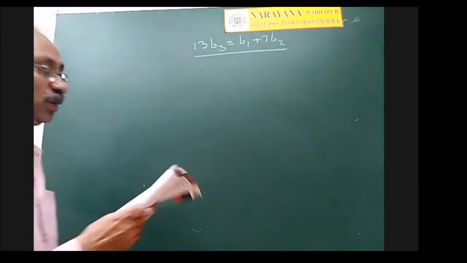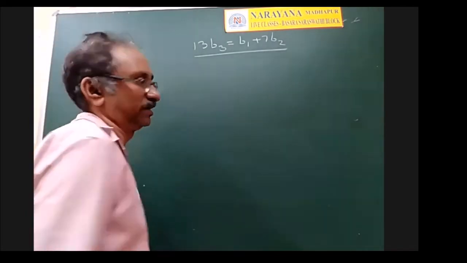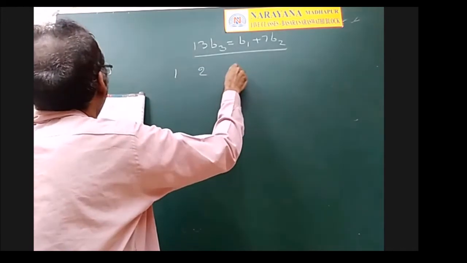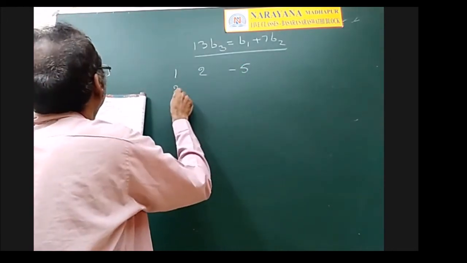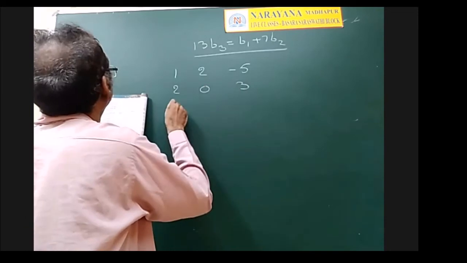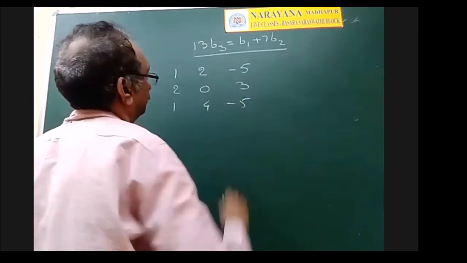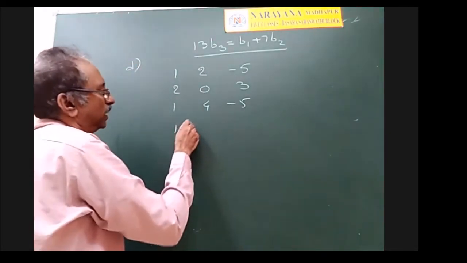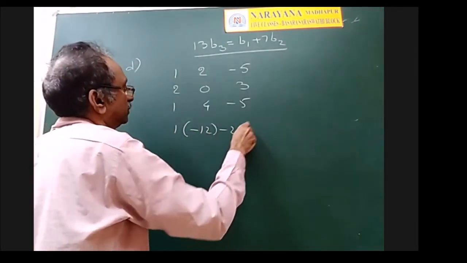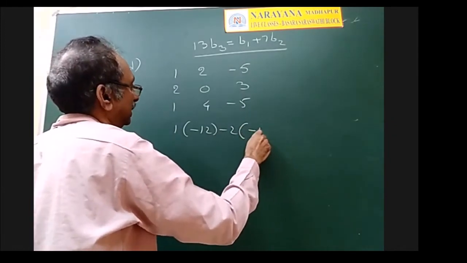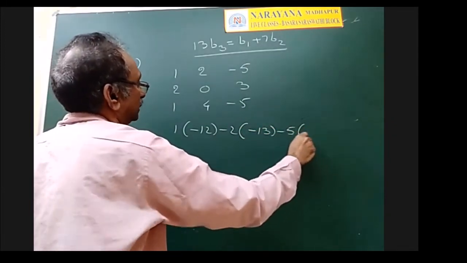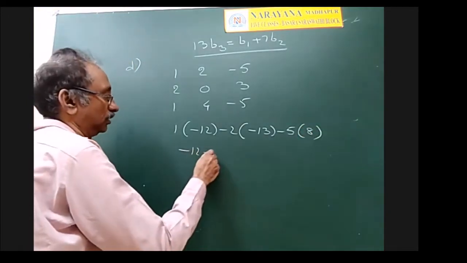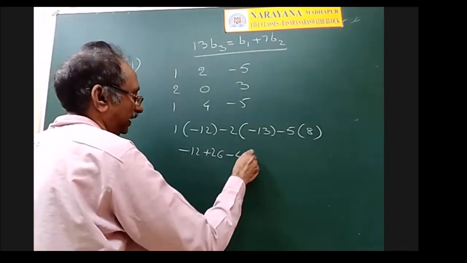And now I will go to the fourth option because I know that delta is not equal to 0. I see the matrix 1, 2, minus 5; 2, 0, 3; and 1, 4, minus 5. And see the determinant of this for the fourth option B: 1 into minus 12, minus 2 into minus 10 minus 3, minus 5 into 8 minus 0. So this is minus 12 plus 26 minus 40.